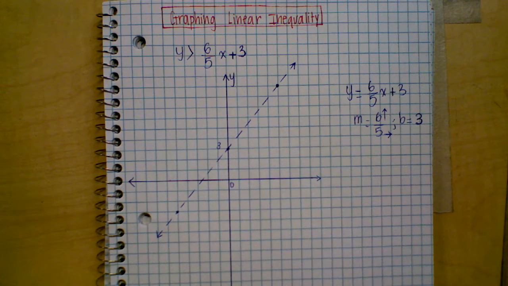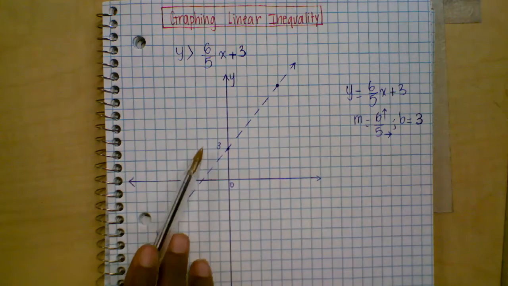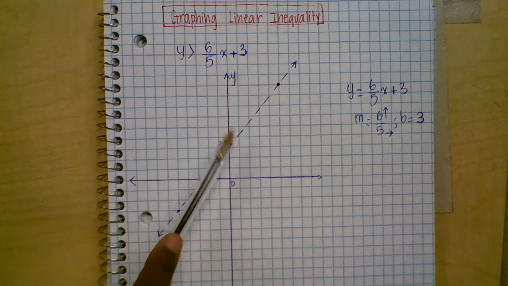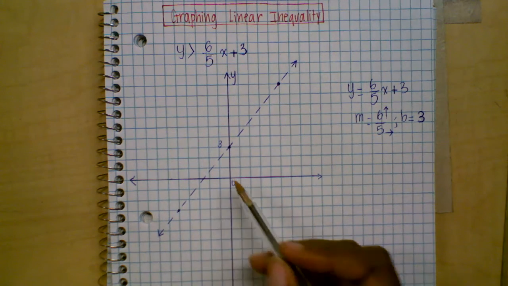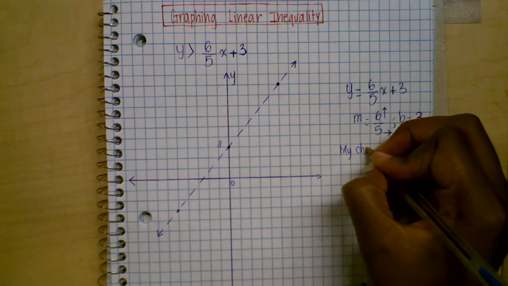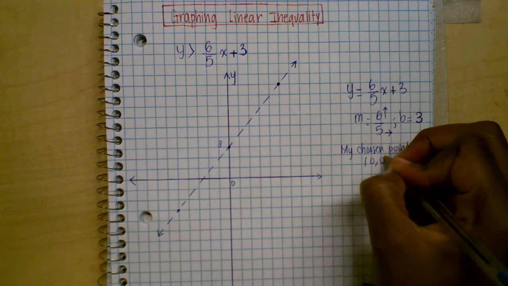Okay. Next, you want to find out which region to shade. Is it going to be the region above the line or below the line? How do we find out? That's why you need to go to step 4, and you're going to choose a point on one side of the line. The point that I personally like to use is 0. So my chosen point is going to be the origin, (0, 0).